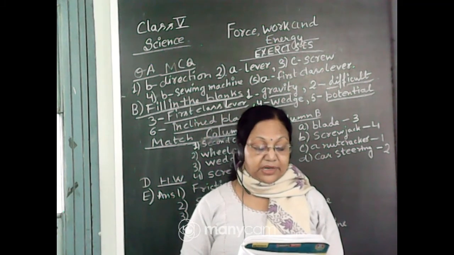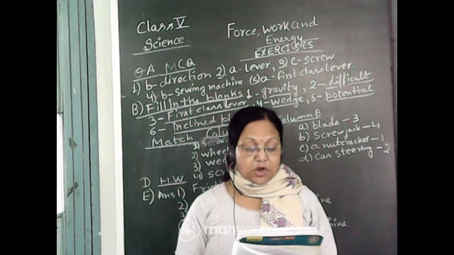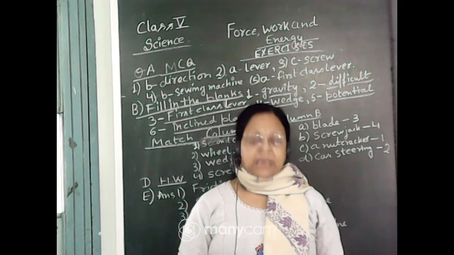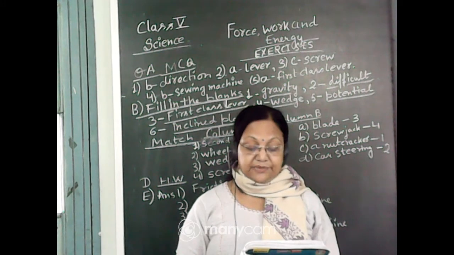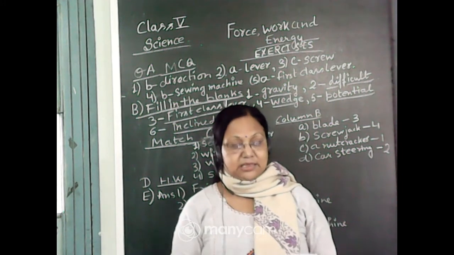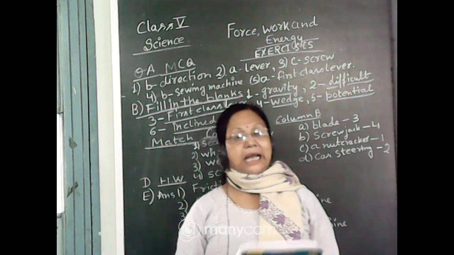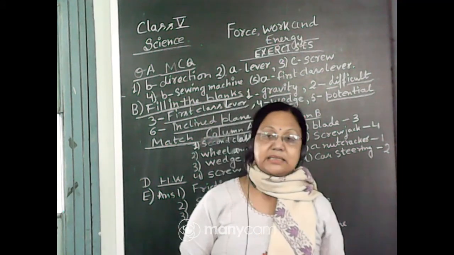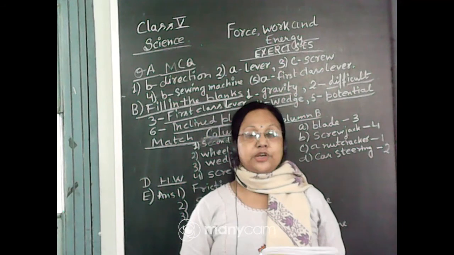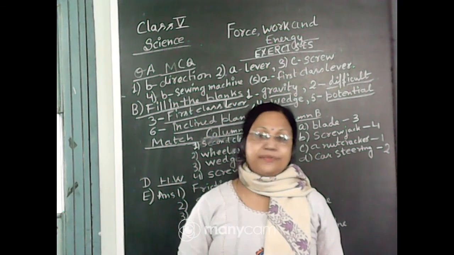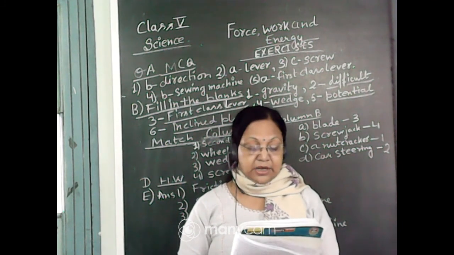Now the fifth one: a seesaw is an example of, and the options are first class lever, second class lever and third class lever. Here the fulcrum is in the middle position, on one side is the load and on the other side is the effort. So it should be the first class lever.